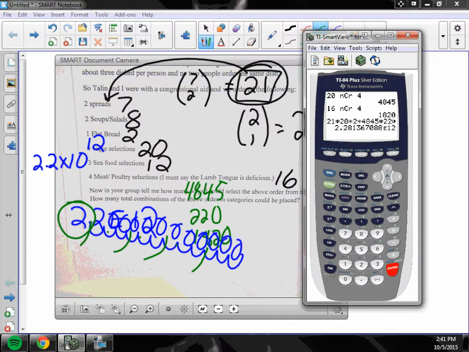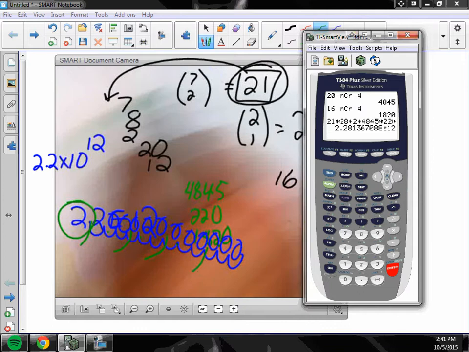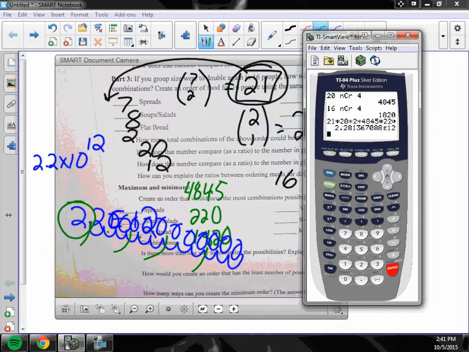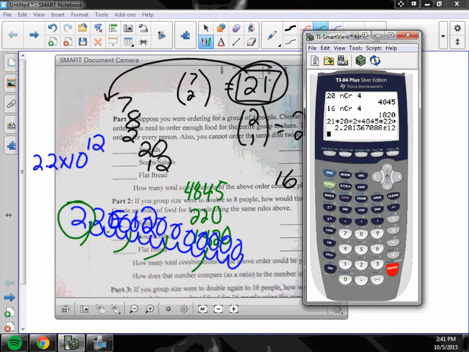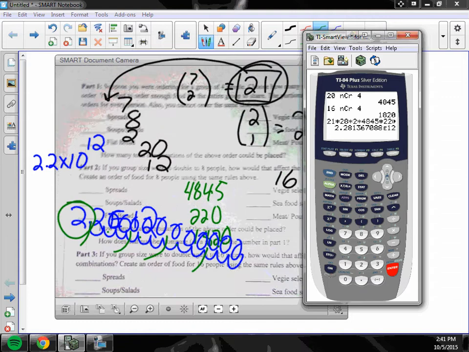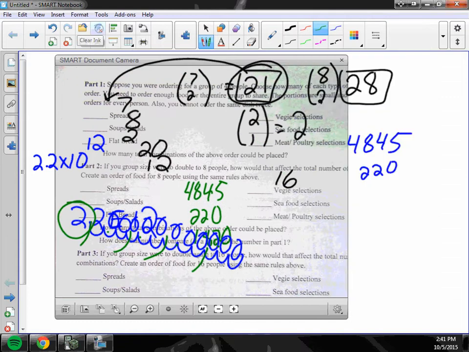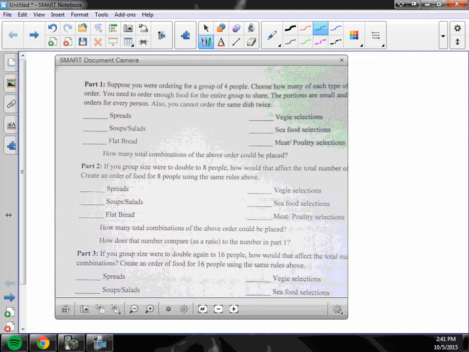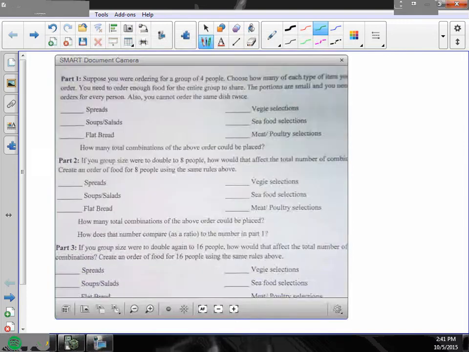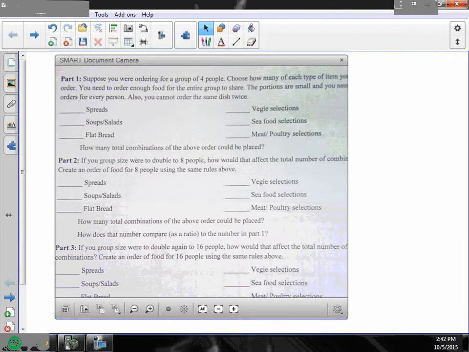You are going to come up with 3 orders on your own. For this first order, you will be in a group of 4 people. So choose how many of each type of item you're going to order. You need to order enough food for the entire group to share. Portions are small, so you need to order 3 orders for every person. Also, you cannot order the same dish twice.